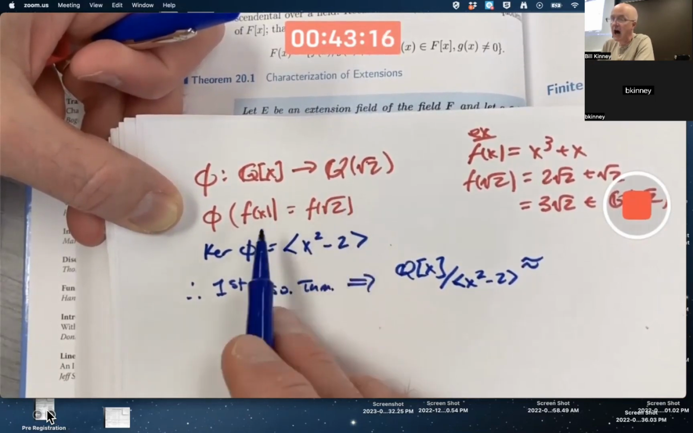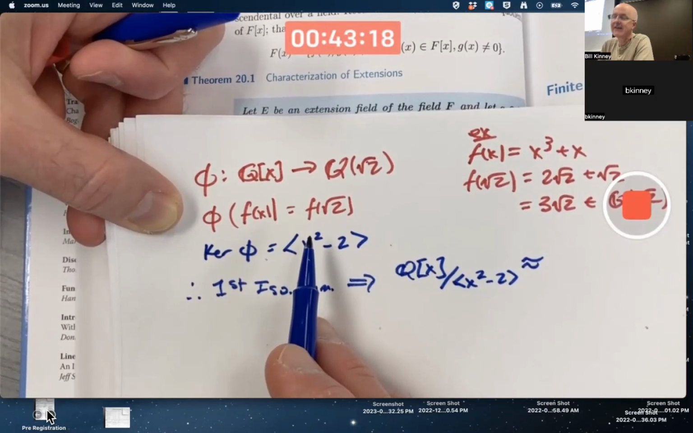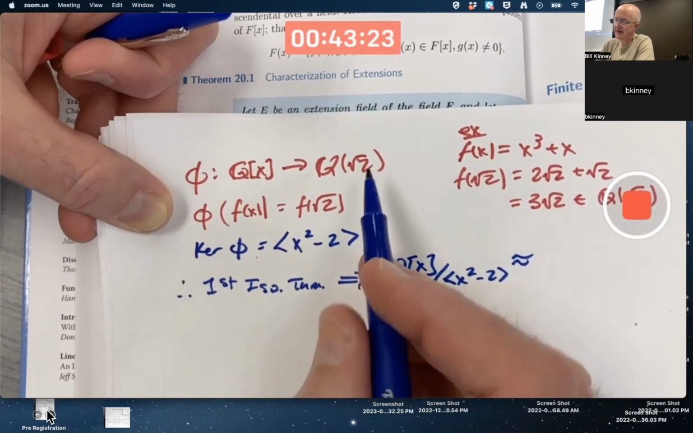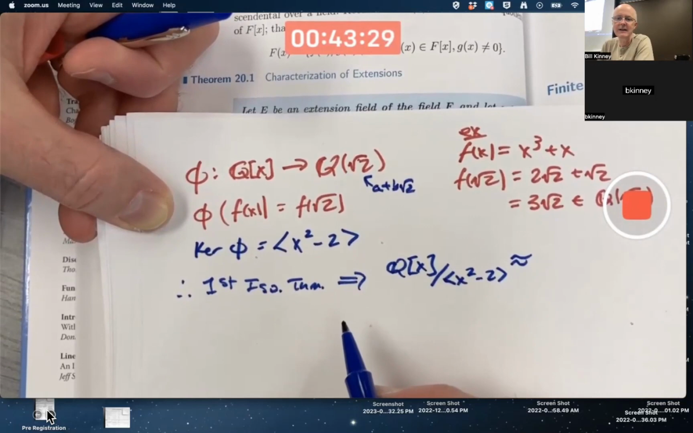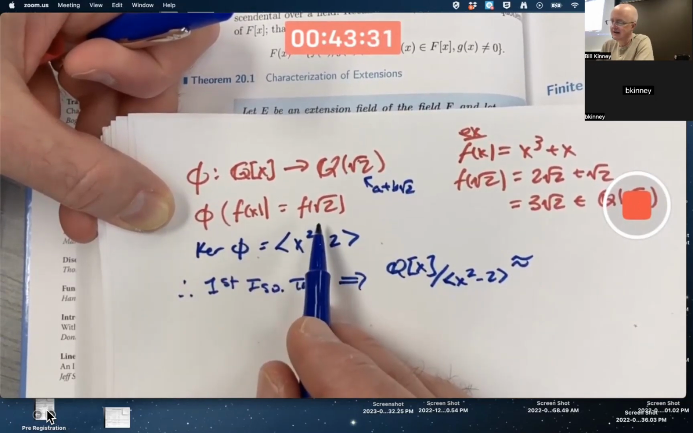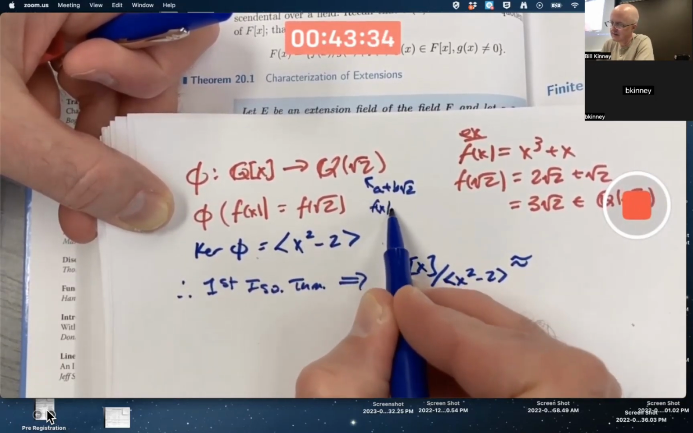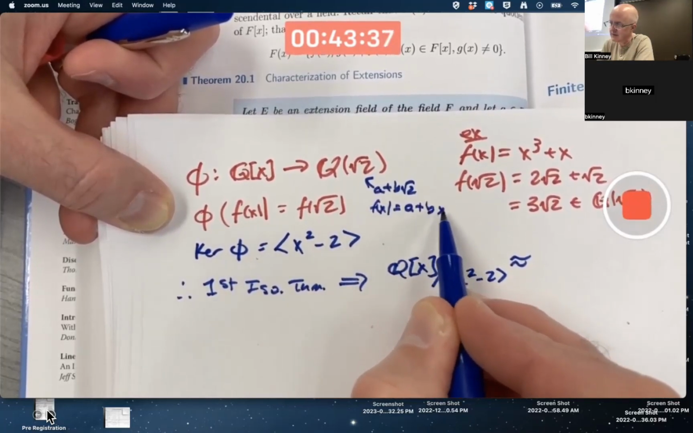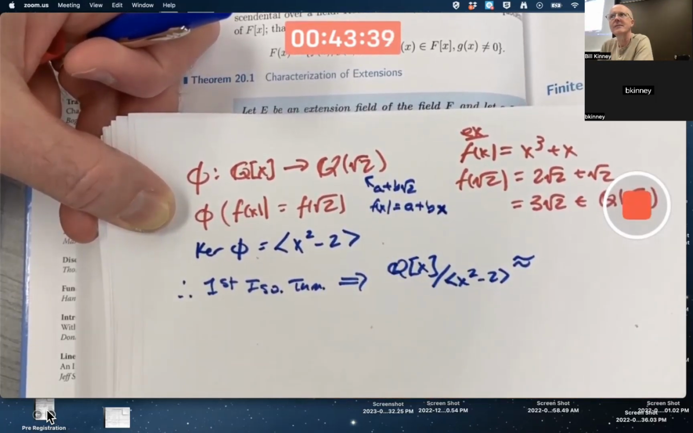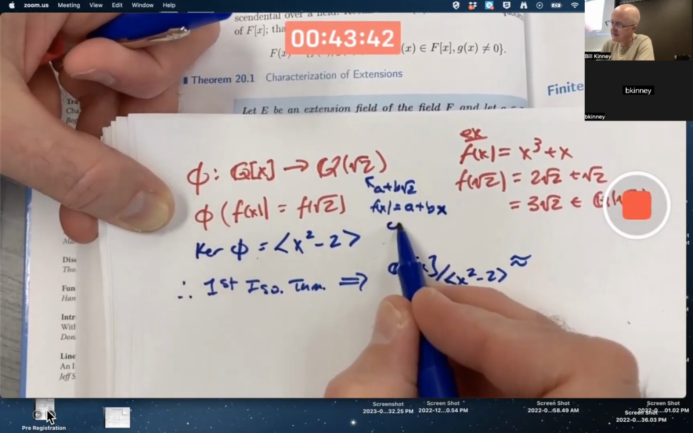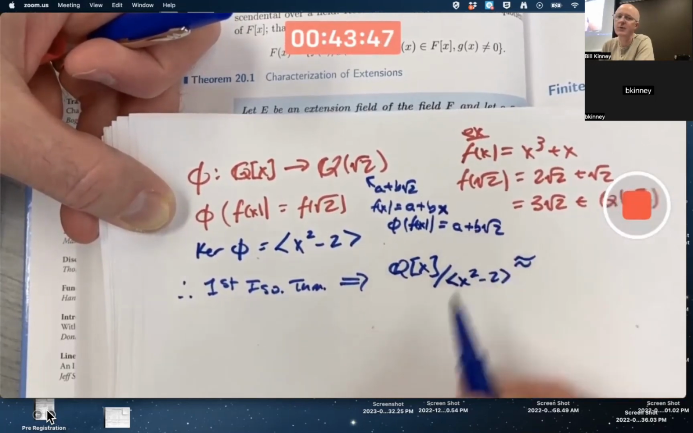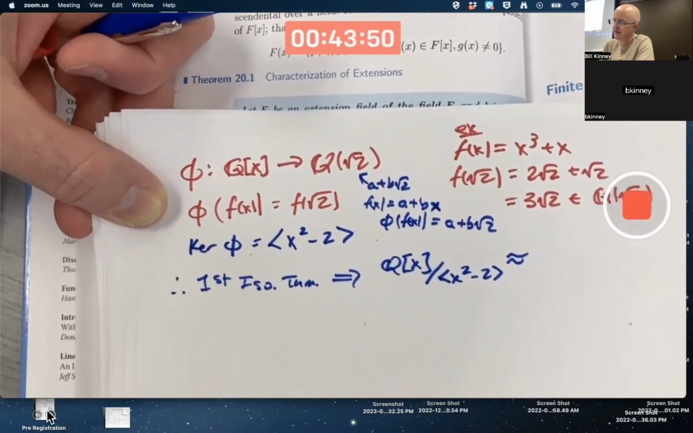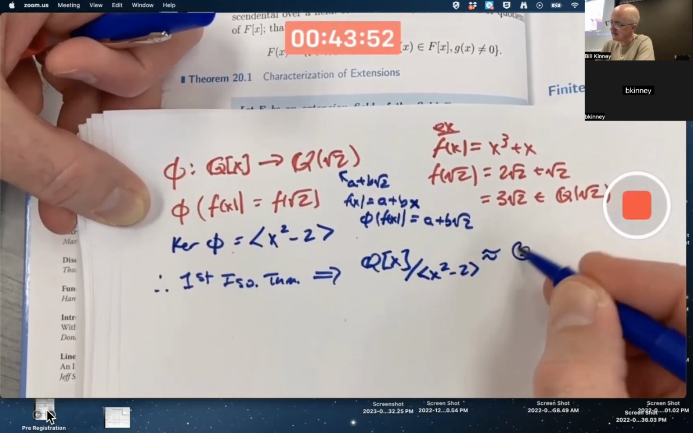But what's the image? Is this onto? Yeah, it is onto. Give me an arbitrary element a plus b root 2 in here. What's a polynomial that gets mapped to it under phi? F of x equals a plus bx would. You can use a linear polynomial. It would get mapped to a plus b root 2. It's definitely an onto ring homomorphism. Therefore, I can say this is isomorphic to this.